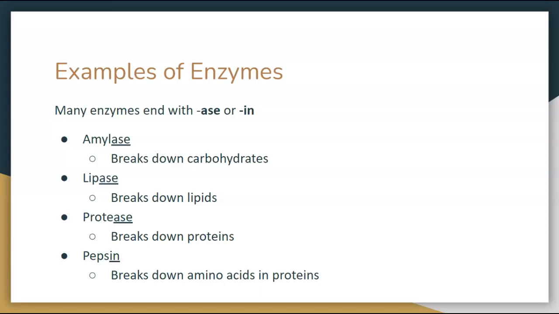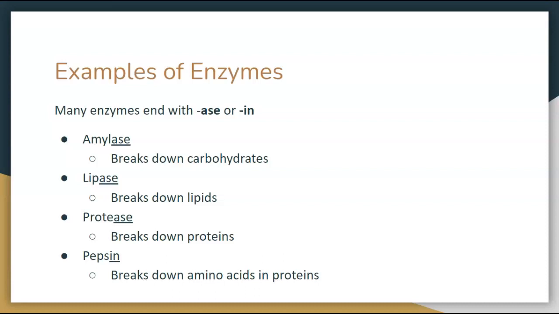Some examples of enzymes. Typically an enzyme is going to end with the suffix ase or in, and you'll see that I underline them in these examples. So amylase, right, ends in ASE, that breaks down carbohydrates. Lipase breaks down lipids. And that one kind of makes sense, right? Because LIP at the beginning is the same as the LIP in lipids. Protease breaks down proteins. Again, similar beginnings of the word, so easy to remember. And then pepsin breaks down amino acids in proteins. So that's like, once protease breaks down proteins, then pepsin breaks down those proteins into even smaller parts.